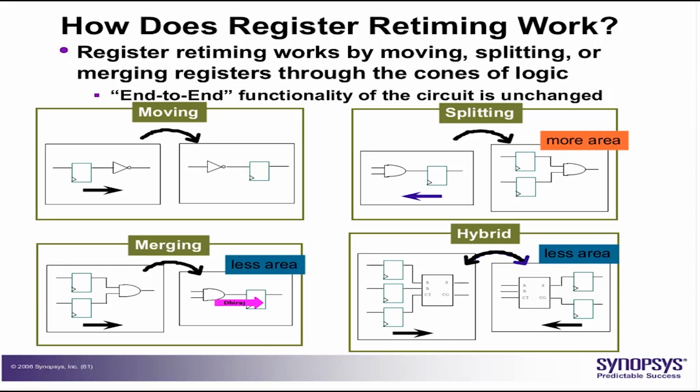So the splitting will involve an increased area because now the flop is duplicated. Earlier there was 1 flop, now there are 2 flops. In case of merging, reduced area. Earlier there were 2 flops, now there is 1 flop. In case of hybrid, what might happen is that the 3 registers, let's say for example here, this is again an adder, a full adder. Now for a full adder case, the register at the input can be moved to the output to save on area, right? By default, register retiming is off in the time compiler.